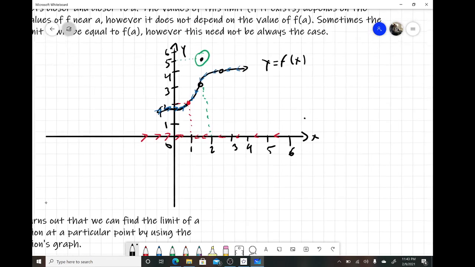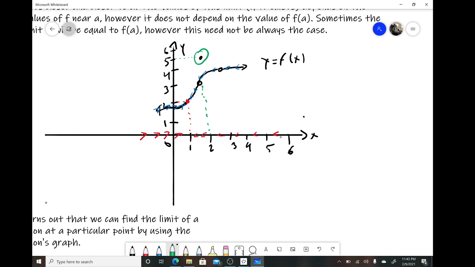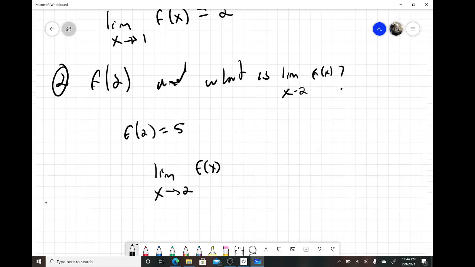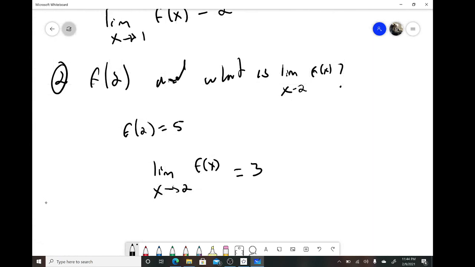Now what is the limit as x approaches 2 in this function? I'm going to continue to use green for this one. The red stays the same, but instead of approaching 1, now we are approaching 2 from all sides. As we approach 2 on the x-axis, what's happening to our function? We're getting closer and closer to this point right here. And what point does that correspond to? That corresponds to 3. So we can conclude that the limit as x goes to 2 is equal to 3.